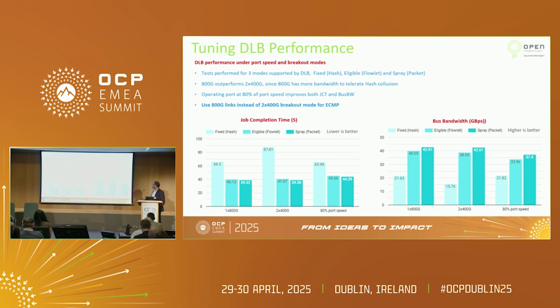As you can see, with 800 gig links, definitely both the job completion time and the bus bandwidth tend to be better. The 80% was just for reference. You will never want to keep the total throughput on a port lower than what it needs to be, but it just shows that when there is room, performance is always better.